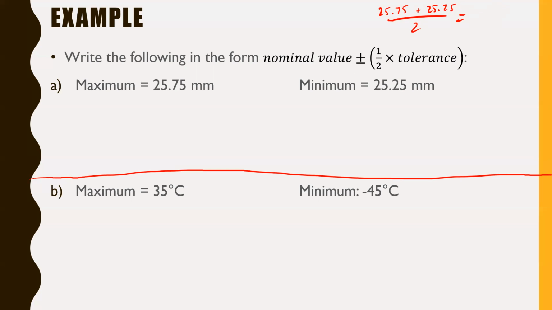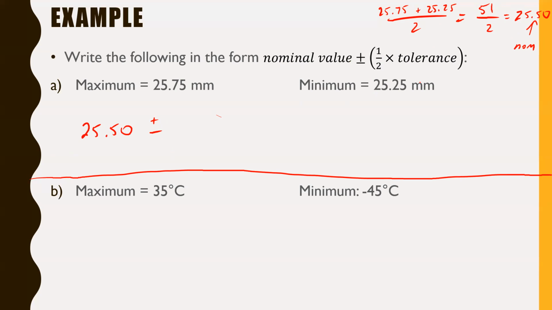That equals, oh yeah, it was 51. See, there I was second guessing myself, but I did have it. Anyway, 51 divided by 2, that's going to give me 25.50. So 25.50, that's my nominal value. So writing this in the form nominal value plus or minus 1/2 times the tolerance, this gives me 25.50 plus or minus 1/2 times the tolerance.